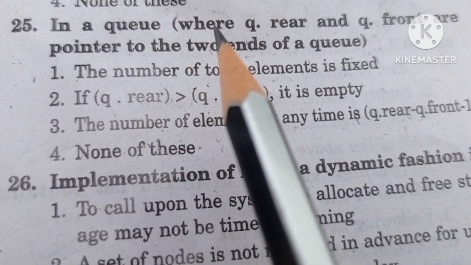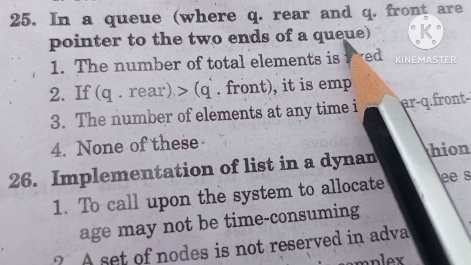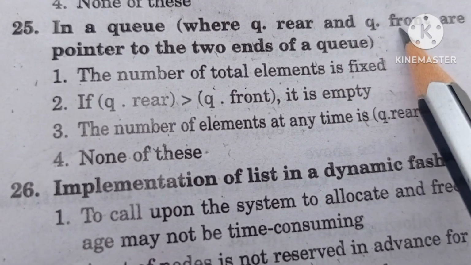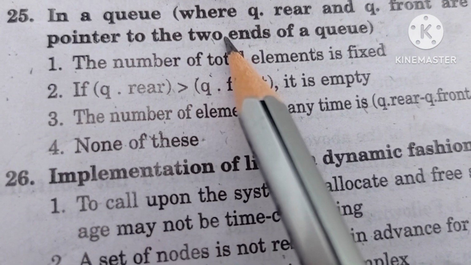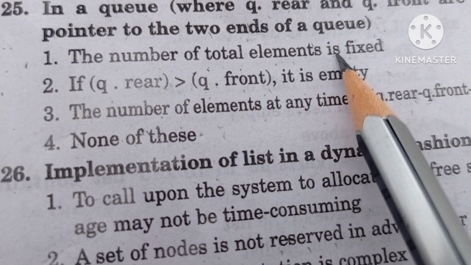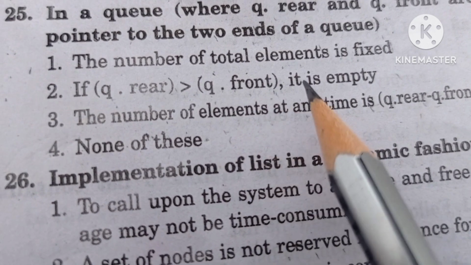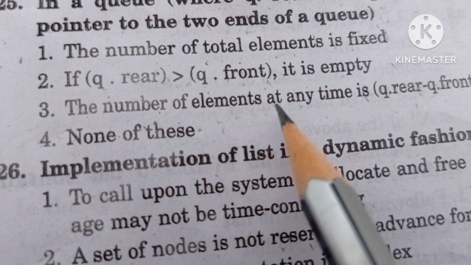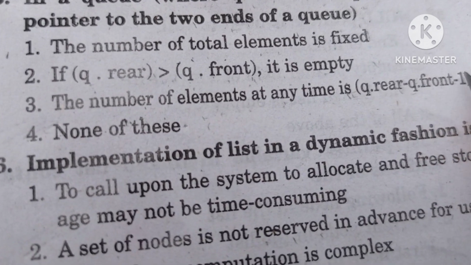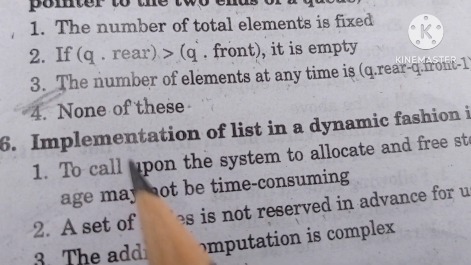In a queue where q.rear and q.front are pointed to the two ends of a queue. Options: the number of total elements is fixed. If q.rear greater than q.front, it is empty. The number of elements at any time is q.rear minus q.front minus 1. None of these. Answer is none of these.